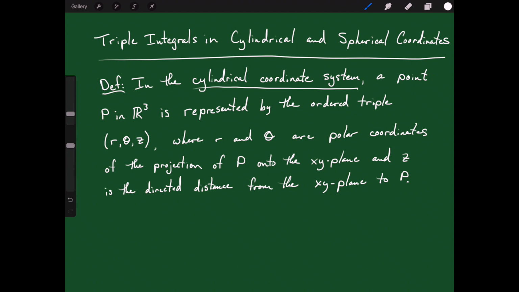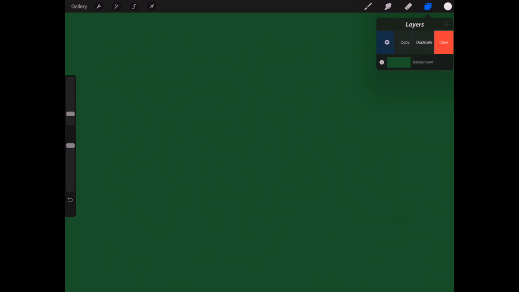It says that in the cylindrical coordinate system, a point P in R3 is represented by the ordered triple r, theta, z, where r and theta are polar coordinates of the projection of P onto the xy plane, and z is the directed distance from the xy plane to P. I think the best way to think about this is just to draw a picture. So let's draw a picture of what we've got here.